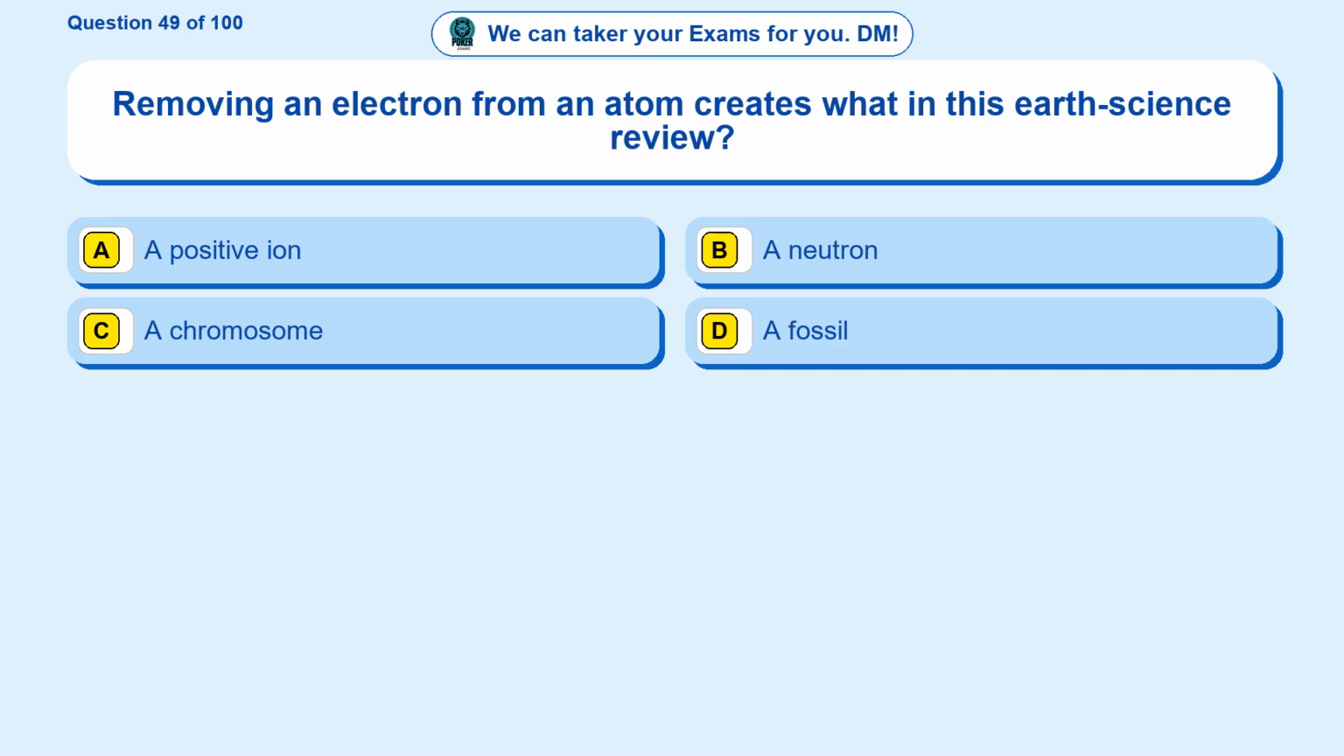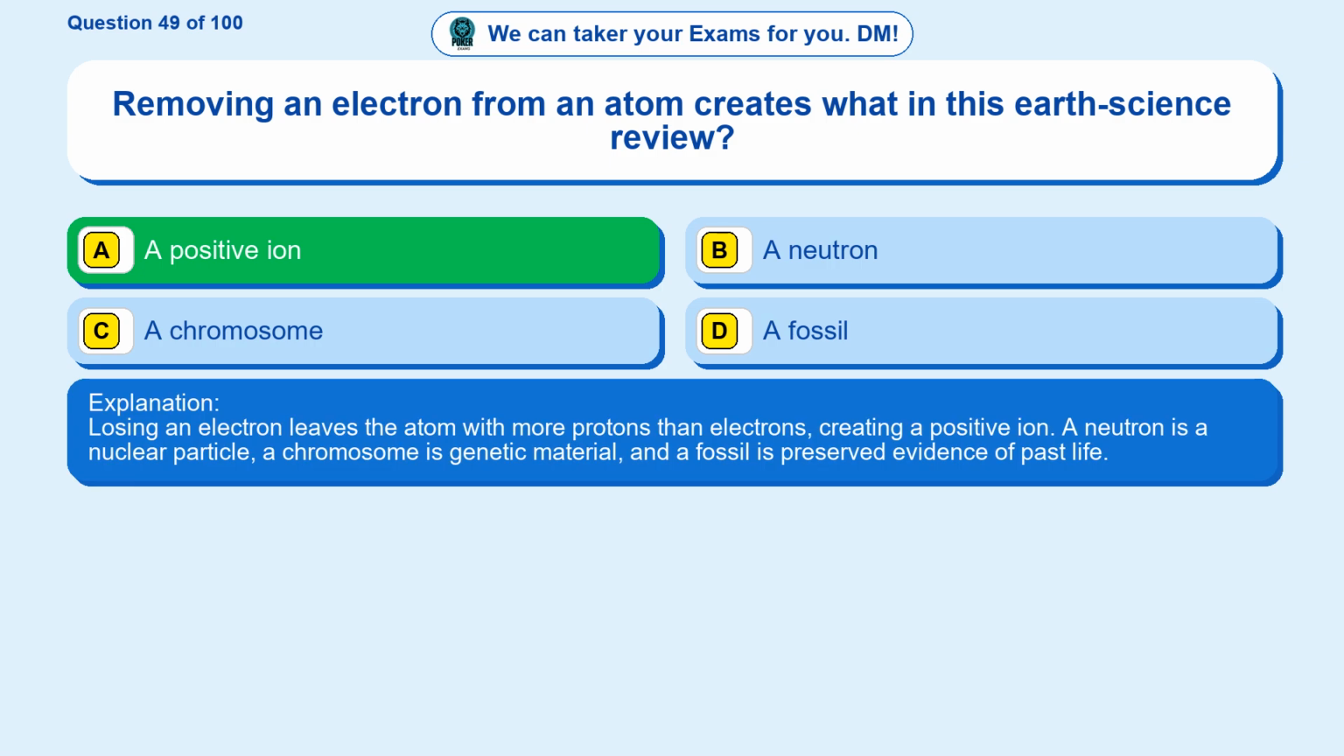Question 49. Removing an electron from an atom creates what in this earth science review? Option A. A positive ion. Option B. A neutron. Option C. A chromosome. Option D. A fossil. The correct answer is option A. A positive ion. Losing an electron leaves the atom with more protons than electrons, creating a positive ion. A neutron is a nuclear particle, a chromosome is genetic material, and a fossil is preserved evidence of past life.